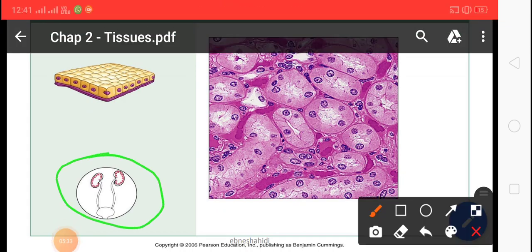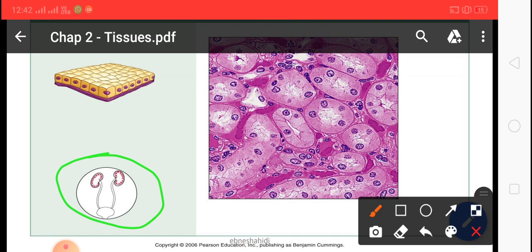You can see here, it is present in the kidney, salivary glands, ciliary body, choroid layers of the eyes, sweat glands, pancreatic ducts, thyroid follicles, etcetera. And it is also present in the germinal epithelium of the testes and ovaries. So it is also present in the testes and ovary.